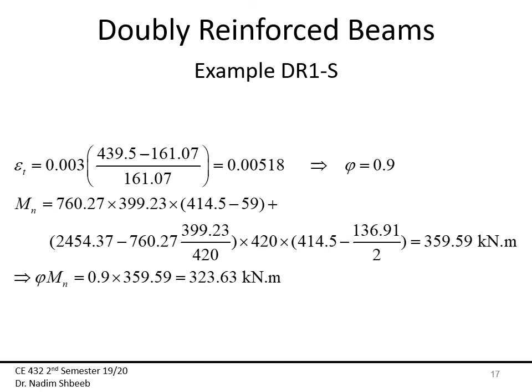So continuing on, I will calculate now the net tensile strain in the tension steel. And again, this is now dt. And as you can see, it's very close to my 0.00518, and my phi is still 0.9. So although it was less than rho max bar, still my phi is 0.9, so I'm still good.